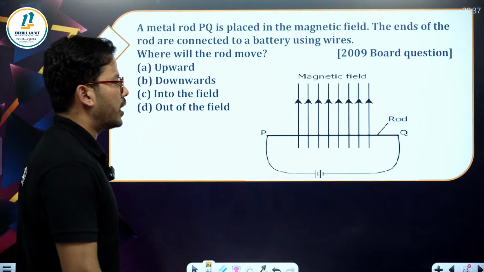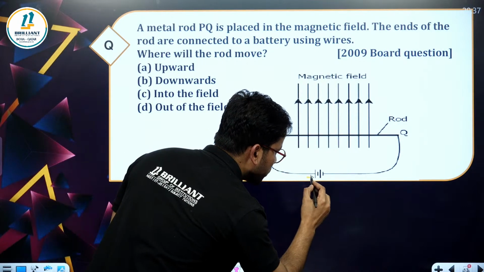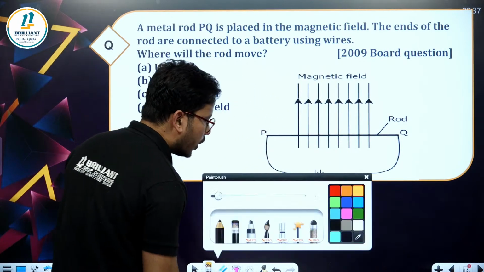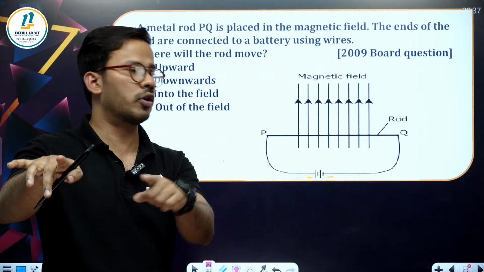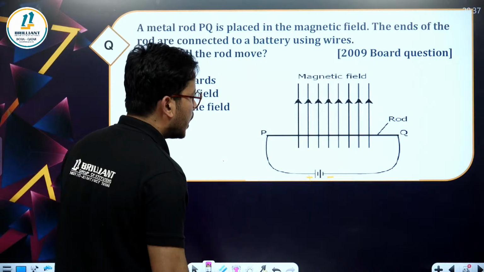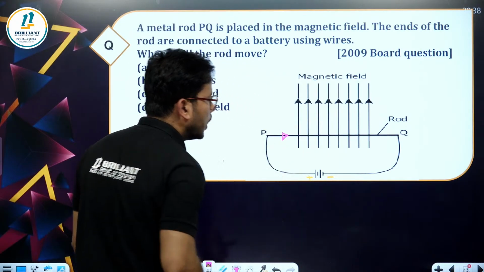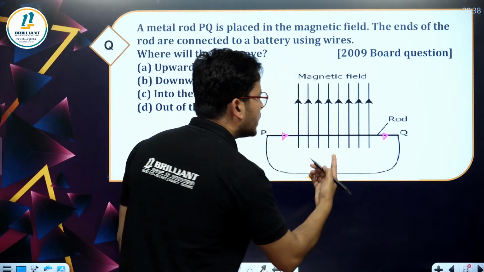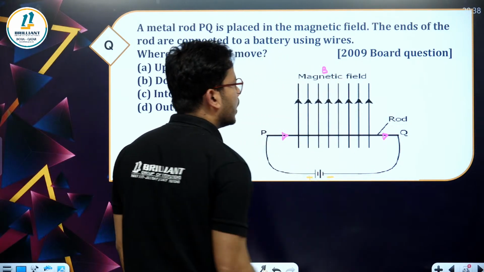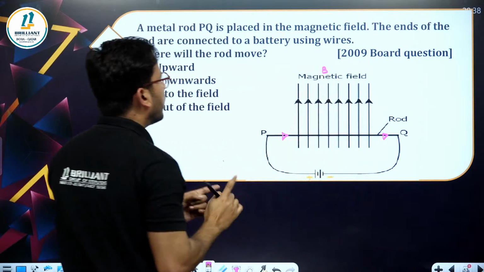Okay, let me try figuring out. See guys, this is the positive and this is the negative, and what we know is current flows from the positive terminal to the negative terminal. Here you go, current is flowing from P to Q. And this field is denoted by B. This is the magnetic field direction denoted by B.